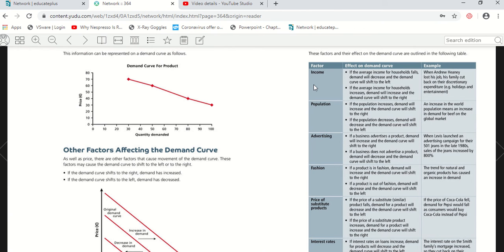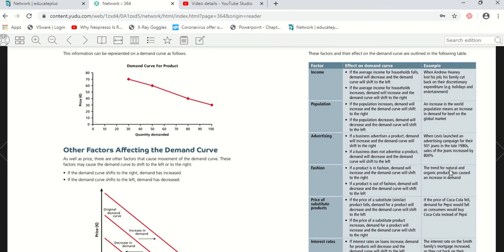Depending on the customer's income level, obviously they can afford certain prices, either more or less than others. Then population: the demand will be high if there's more people looking for it. Advertising: if the business advertises a lot more, the awareness is out there, maybe their logo or their branding will appeal to customers, and then there'll be more of a demand for the product.